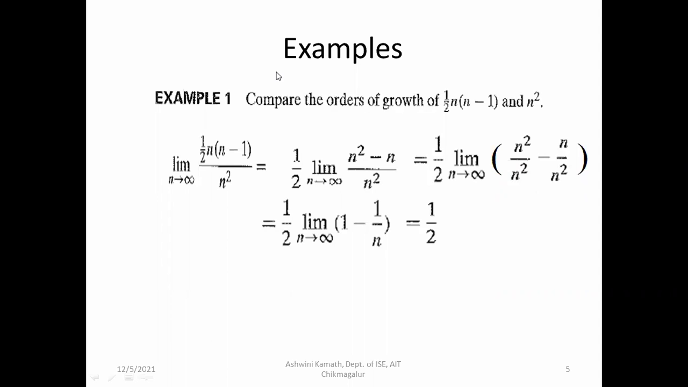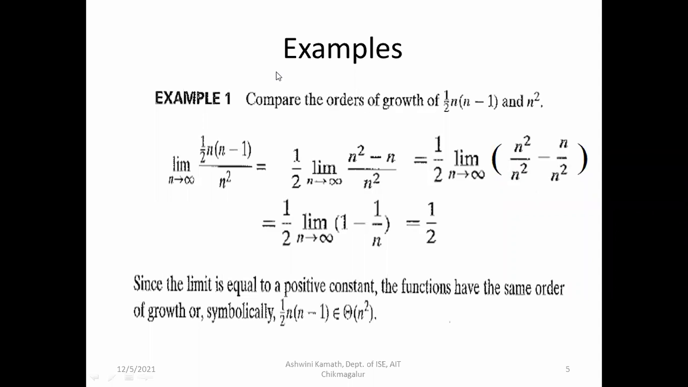1 by 2 means it is greater than 0. If it is equal to 0, it has a smaller order of growth. But it is not equal to 0. It is greater than 0. So it has the same order of growth. Since the limit is equal to a positive constant other than 0, the functions have the same order of growth, or symbolically half n into n minus 1 belongs to theta of n square. T of n belongs to theta of g of n.